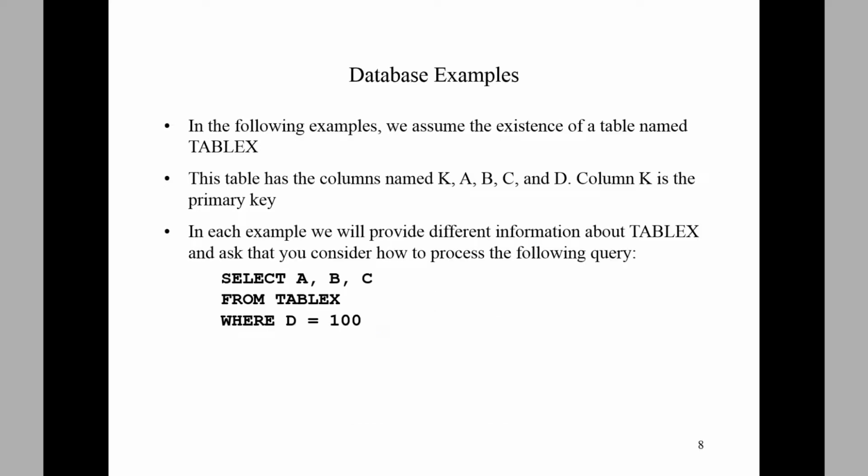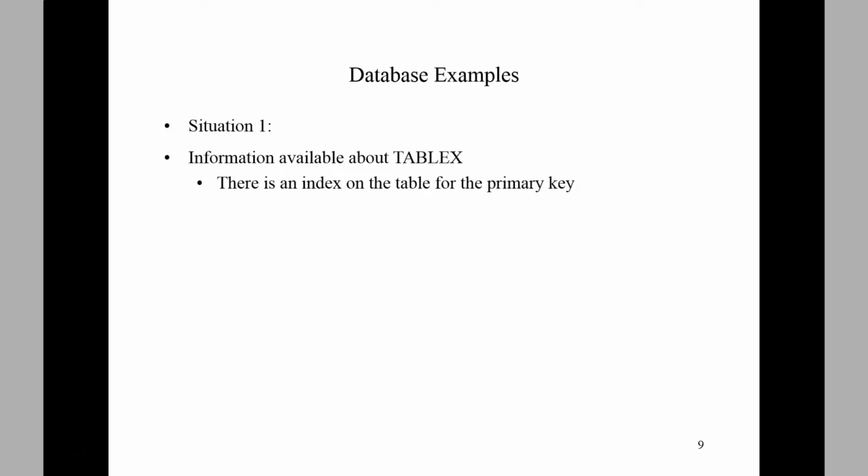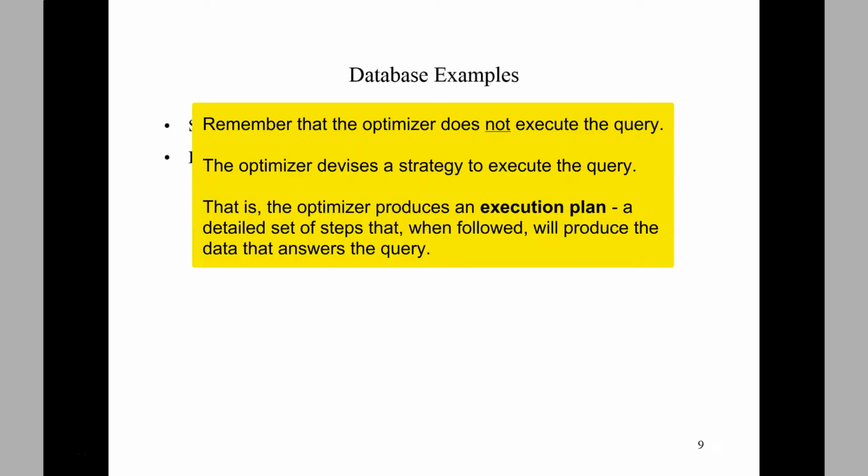We're going to be running this query, or at least discussing how this query would be processed by the query optimizer to produce an execution plan. The query says, let's select the values in columns A, B, and C from table X, where the predicate D equals 100 evaluates to true. So the purpose of these examples, once again, is to just show you the natural and intuitive nature of query optimization. It's now time to play optimizer.